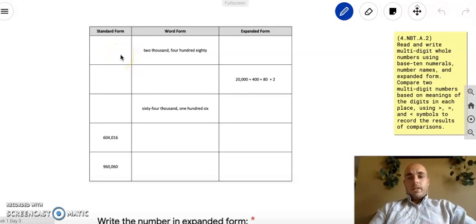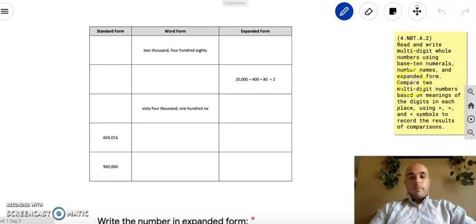Today we're going to continue our work with writing in standard, word, and expanded form. We're going to be focusing primarily on expanded form, as this is one of the more difficult ones that students have issue with. So let's get started right away with our objective, which is to read and write multi-digit whole numbers using base 10 numerals, number names, and expanded form.